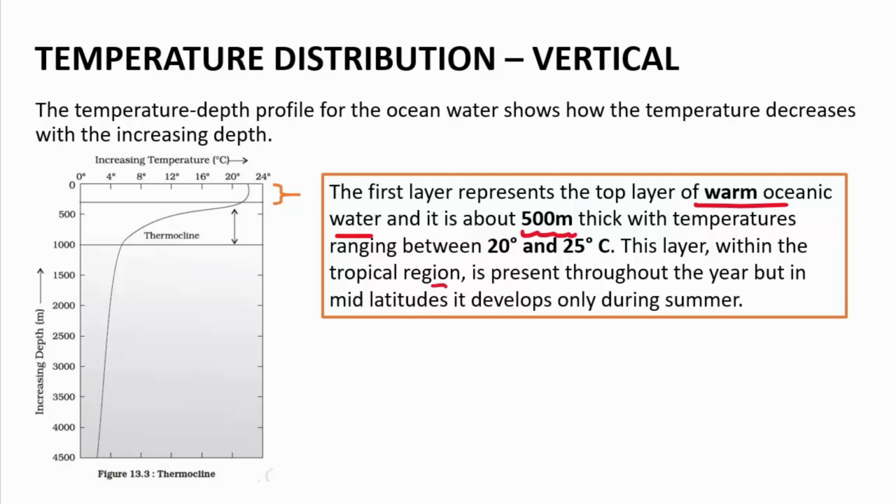This layer within the tropical region is present throughout the year, but in mid latitudes it develops only during summer. Now we have already talked about this. Since the equatorial or tropical region receives sunlight throughout the year, this warm layer remains throughout the year, while in the mid latitude regions, that is near Tropic of Cancer or Tropic of Capricorn, this particular layer is formed only during summer season, right, when they receive direct sunlight.